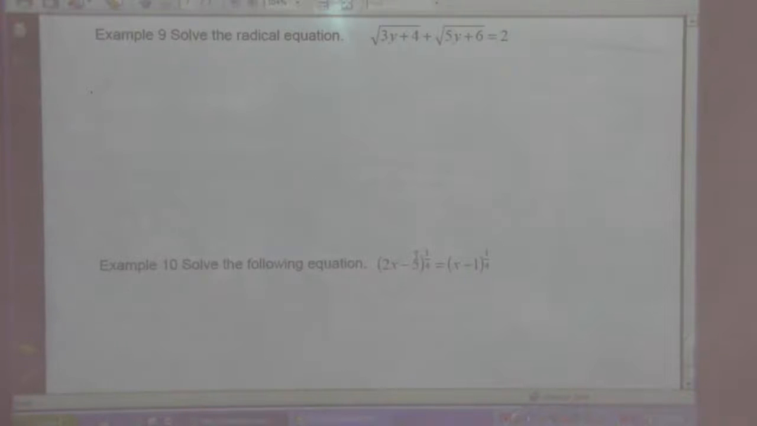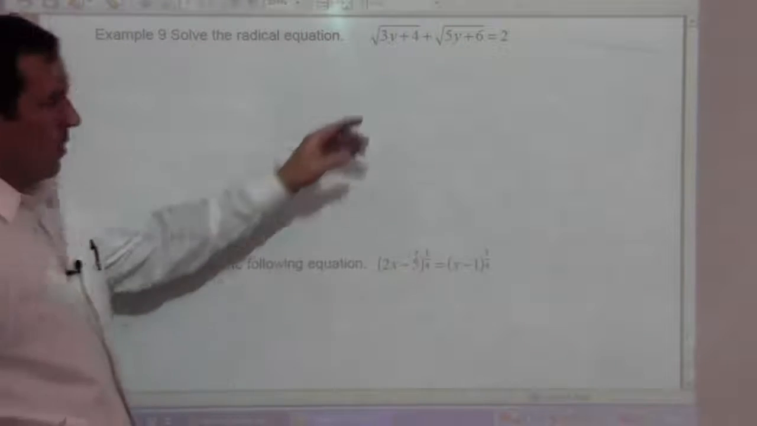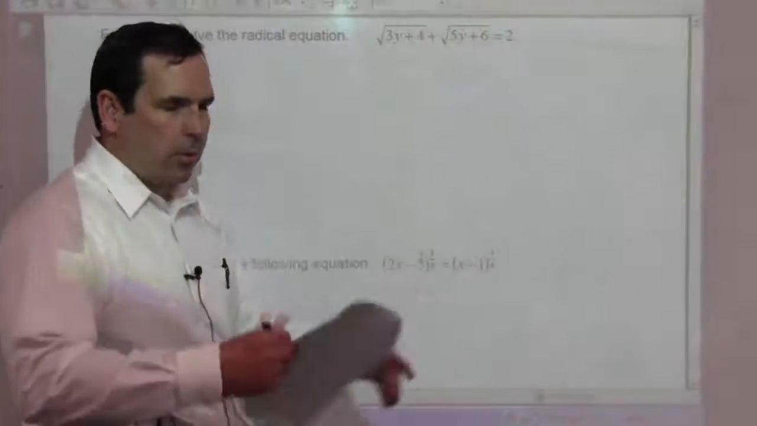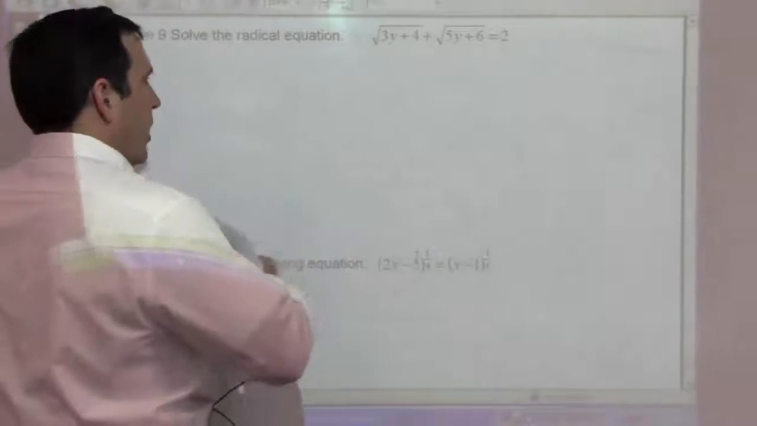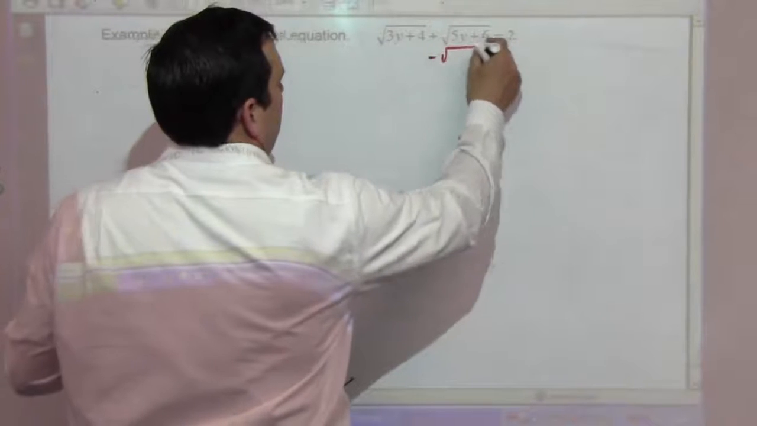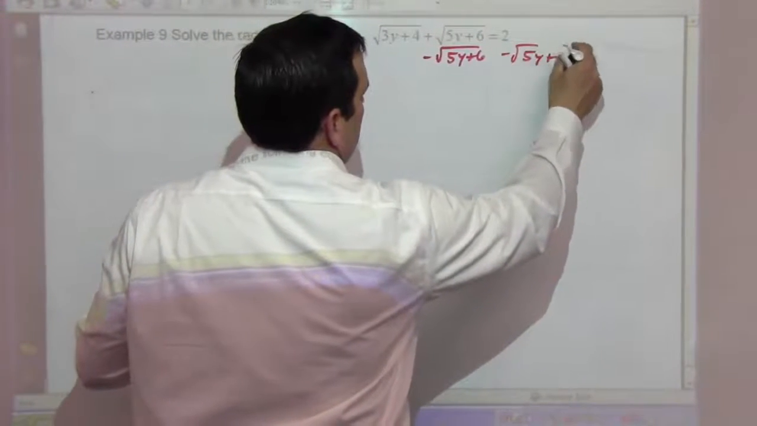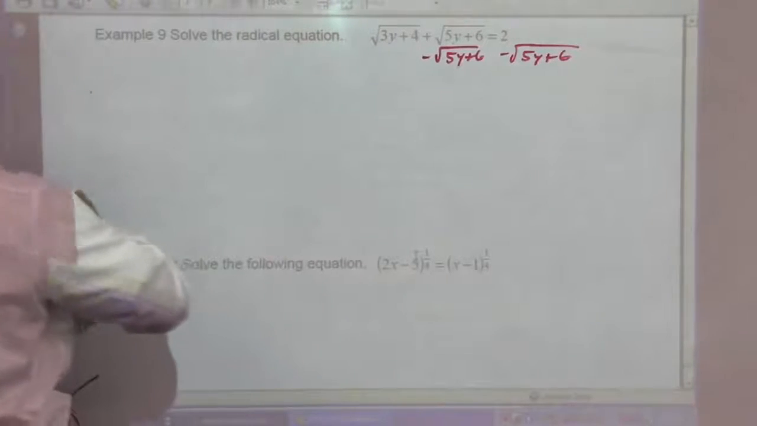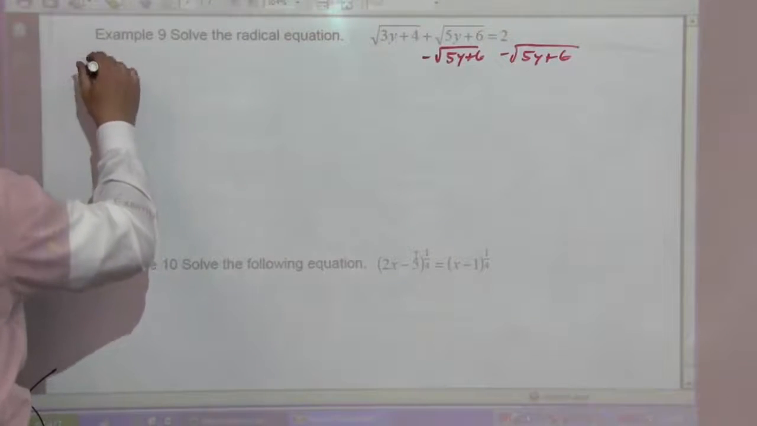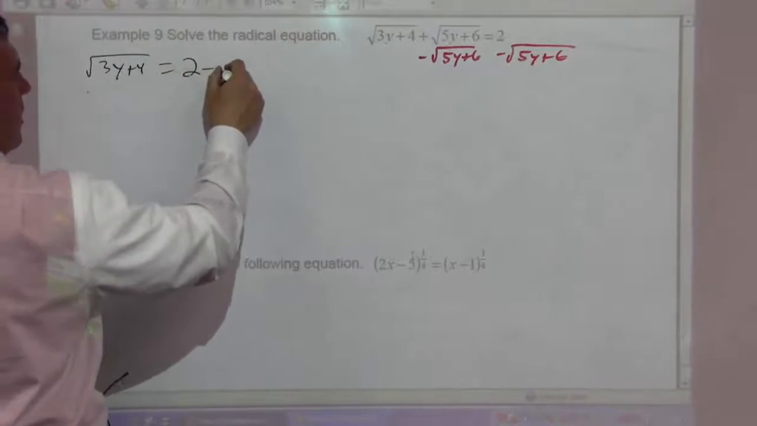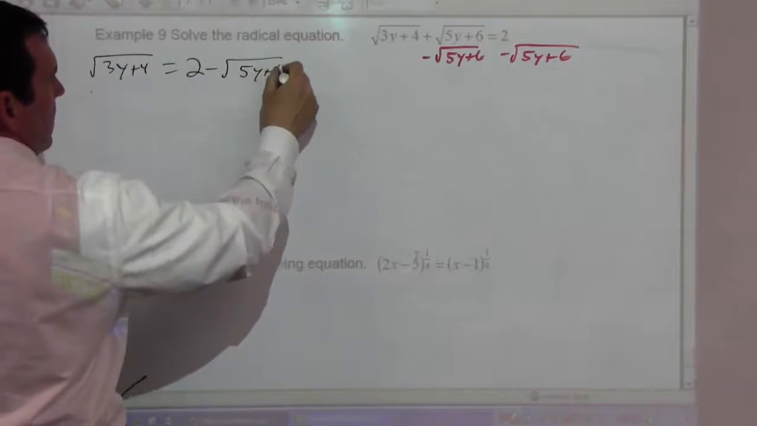Here we have the square root of 3y plus 4 plus the square root of 5y plus 6 equals 2. We want to isolate one of the radicals, so I'm going to subtract the square root of 5y plus 6 from both sides. And we'll have the square root of 3y plus 4 equals 2 minus the square root of 5y plus 6.